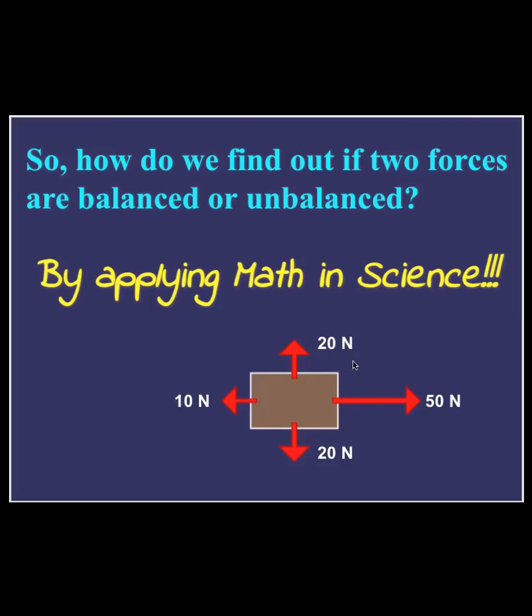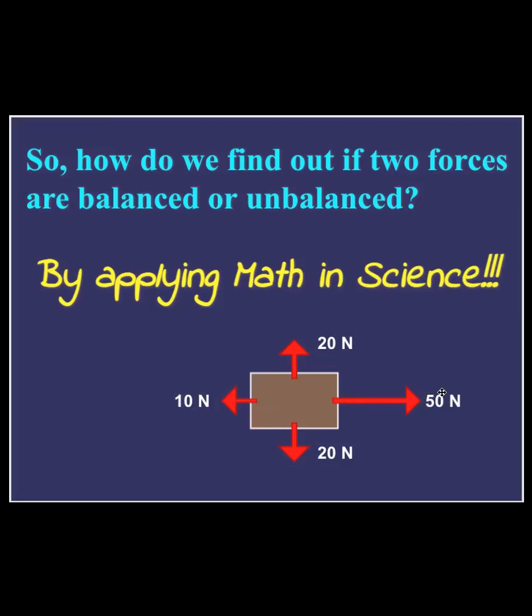For example, we will take on some examples right here. You have 20 newtons up and 20 newtons downward. The upward and downward forces acting on this crate cancel out. This is what we call balanced along the vertical, or in math, along the y-axis. So it is not going to have any change in its motion along the vertical.